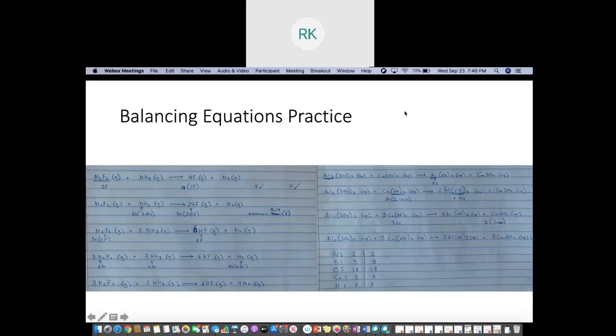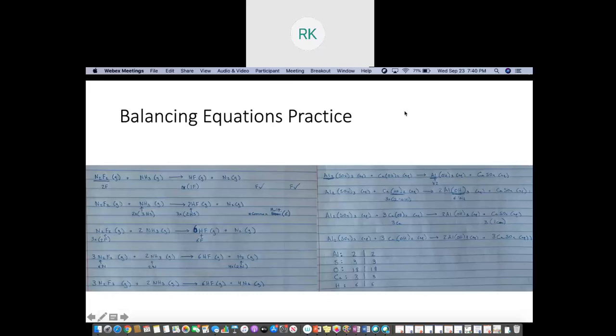Okay? And you might notice here that I'm kind of balancing groups, right? I'm balancing OH together here as a group rather than each element individually, just because, at least in this case, I find that easier.